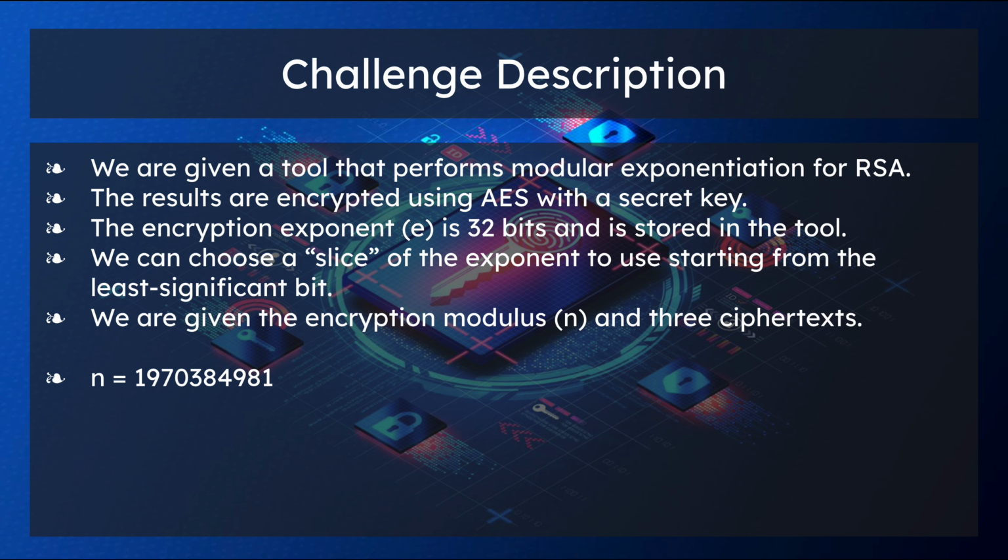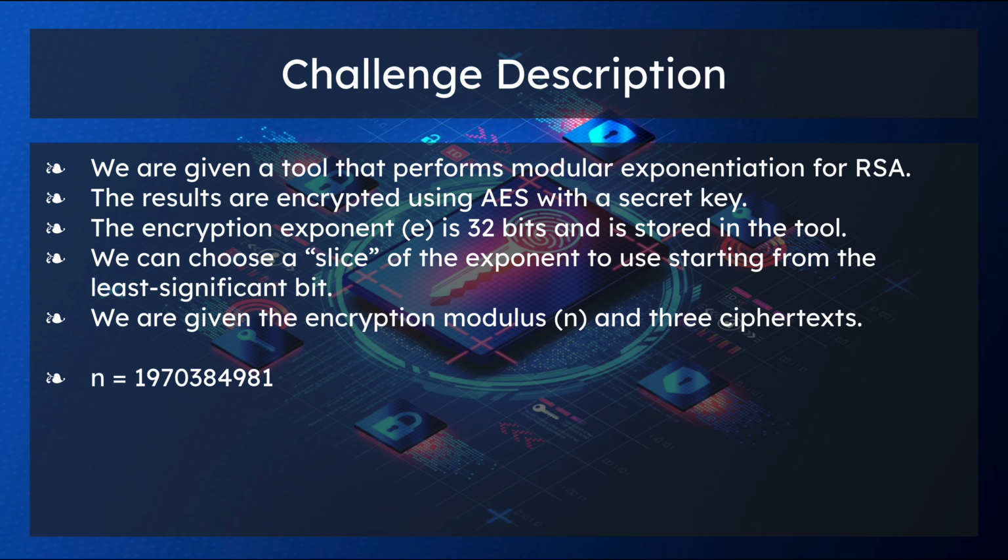So basically, we're given a tool that performs modular exponentiation for RSA encryption. The results of the exponentiation are encrypted using AES with a secret key. The encryption exponent for RSA is 32 bits and it's stored in the exponentiation tool. We can choose a slice of the exponent to use, starting from the least significant bit. For example, we can choose any number from 1 to 32, and if we do 1, we'll just have the rightmost bit, 2 is the rightmost 2 bits, and so on and so forth. And finally, we're also given the encryption modulus n for RSA and 3 RSA ciphertexts.